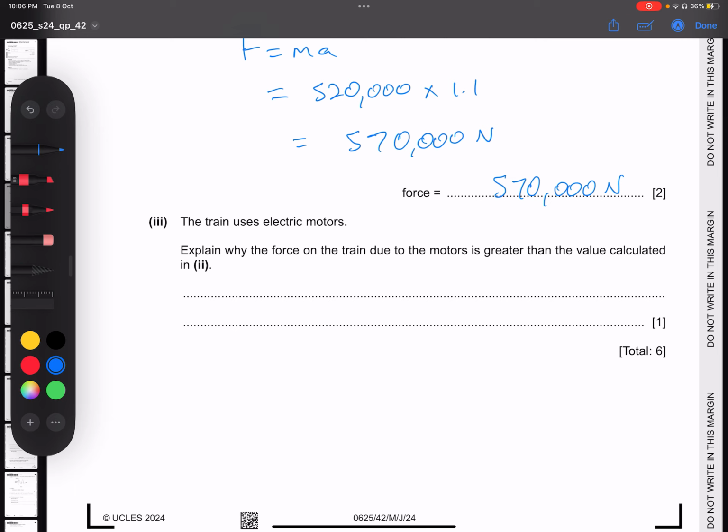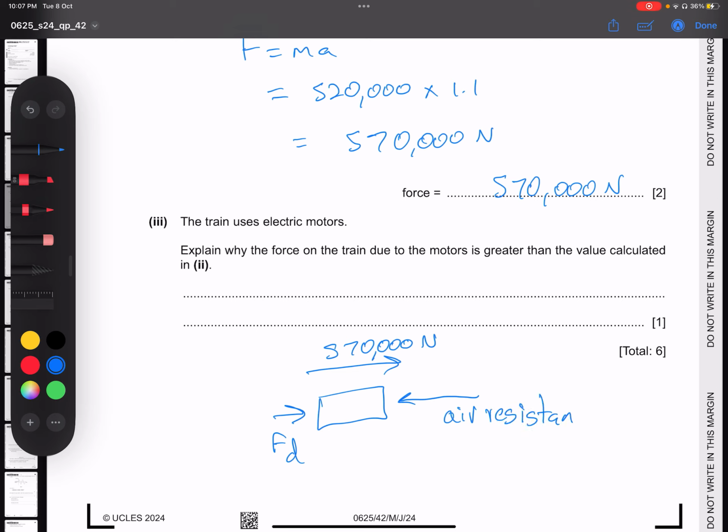The train uses electric motors. Explain why the force on the train due to the motors is greater than the value calculated in 2. So, realistically speaking, when a train is moving, being propelled by something, there is a force acting on it. The resultant force as we have calculated here is 570,000 Newtons. So the force driving it, Fd, would also have some sort of friction that's acting to slow it down, which we can say is air resistance.